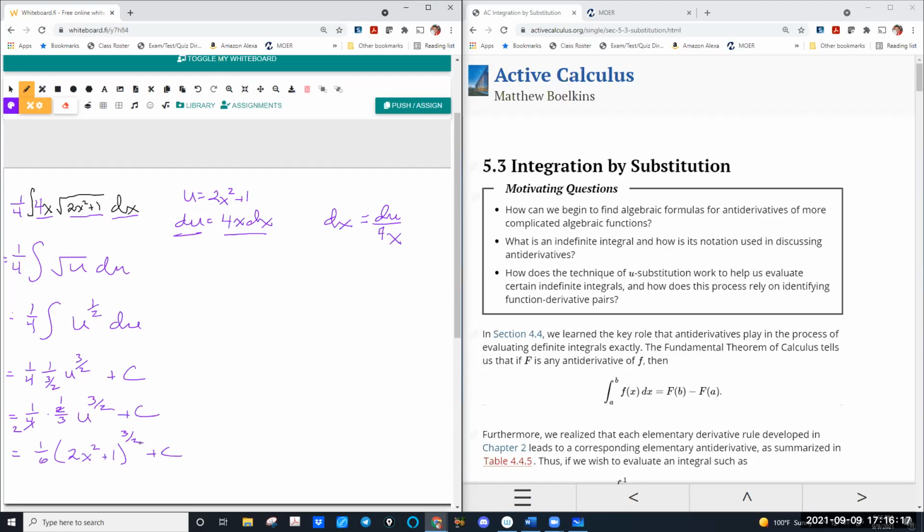You do not need to rewrite that fractional exponent as a radical. You could leave it as 3/2. In fact, I think this is easier. If you wanted to, you could say 1/6 square root of 2x squared plus 1 cubed plus c. But I think this is perfectly fine for this kind of problem.